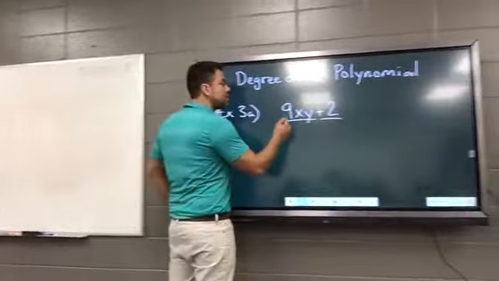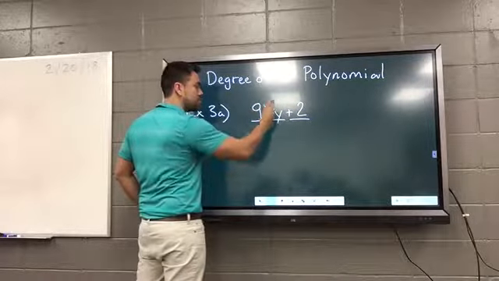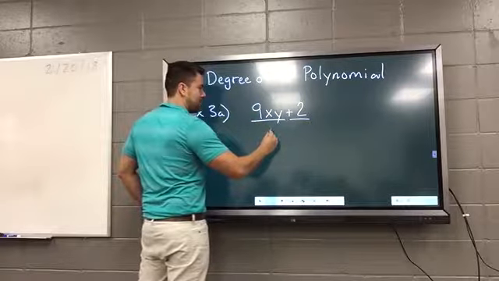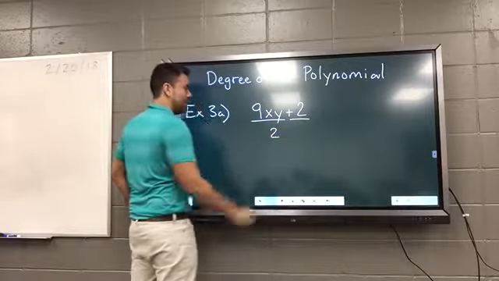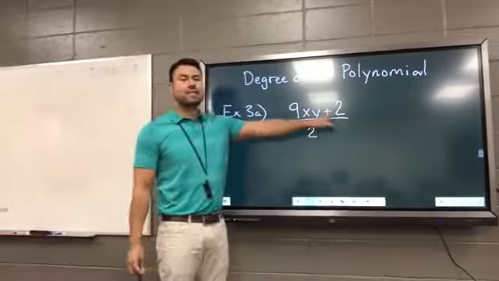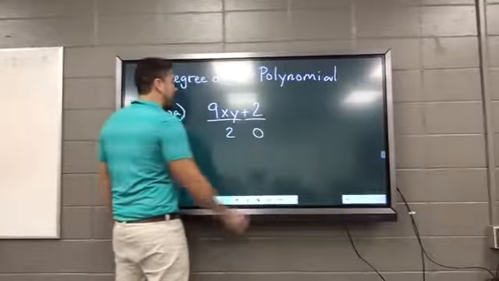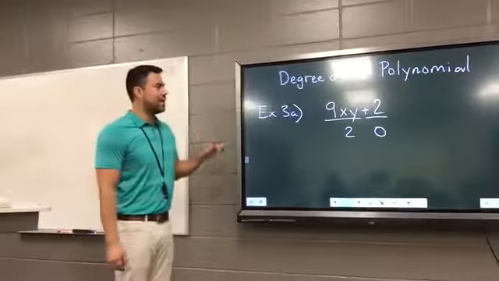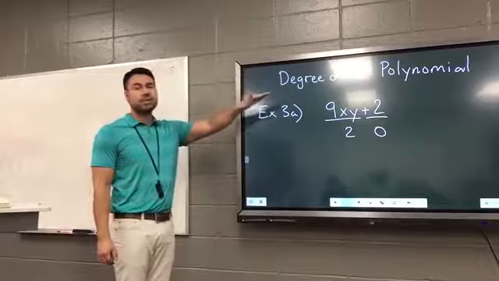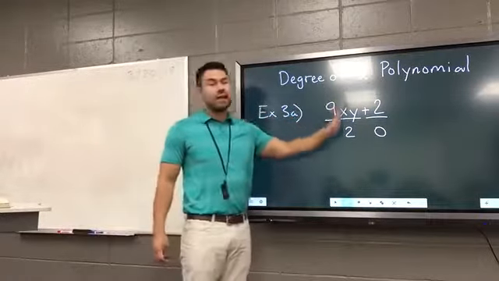Okay, what's the degree of this monomial? Does anyone remember what's the degree of this monomial? Somebody call it out. 2. It's a 2 degree or second degree. What's the degree of the second monomial? 0. Okay. How do we determine what the degree of a polynomial is? It's not what you may be thinking right away. It's just the degree of the highest monomial.